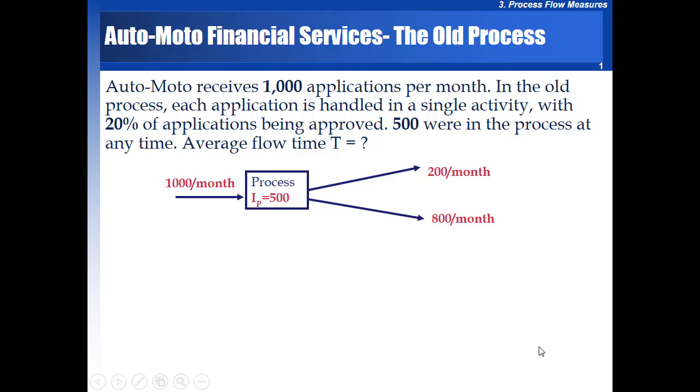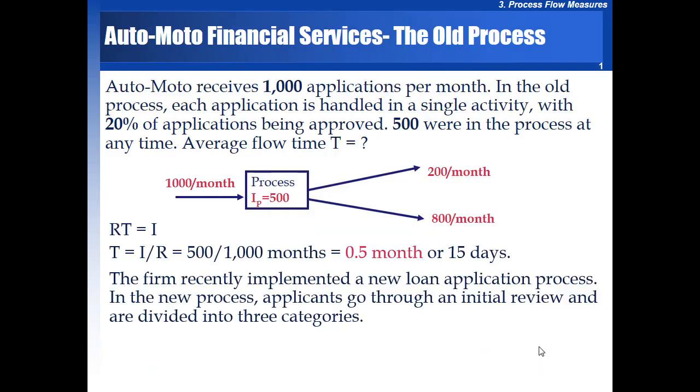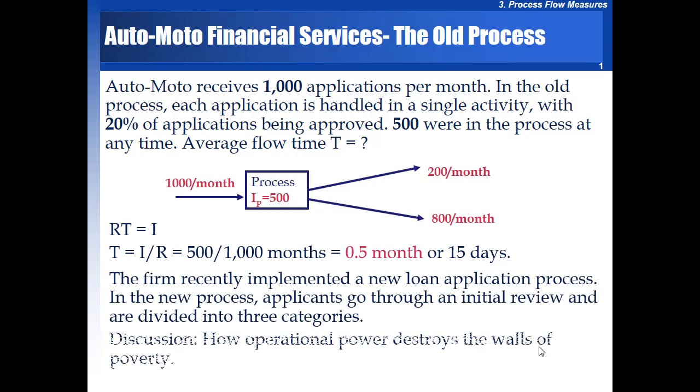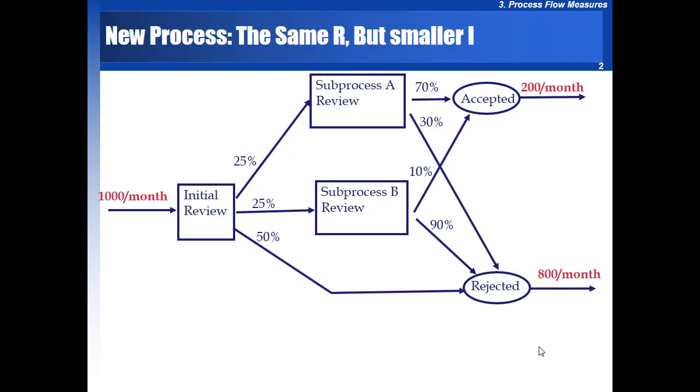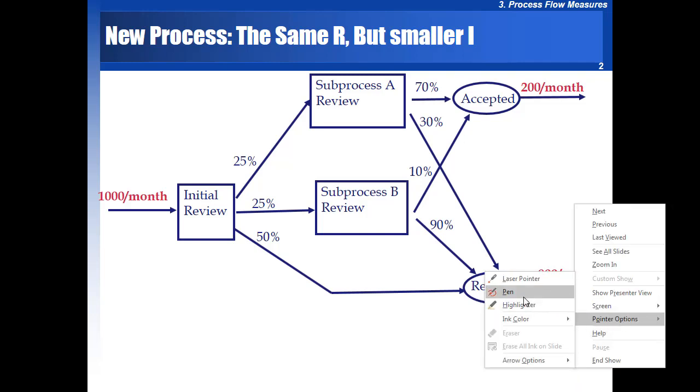So we have a process like this, correct? And then we change this process to this. In the previous process, average flow time was half a month or 15 days. We want to know what is the situation in the new process, right? Let's see what is the difference between the first process and the second process.